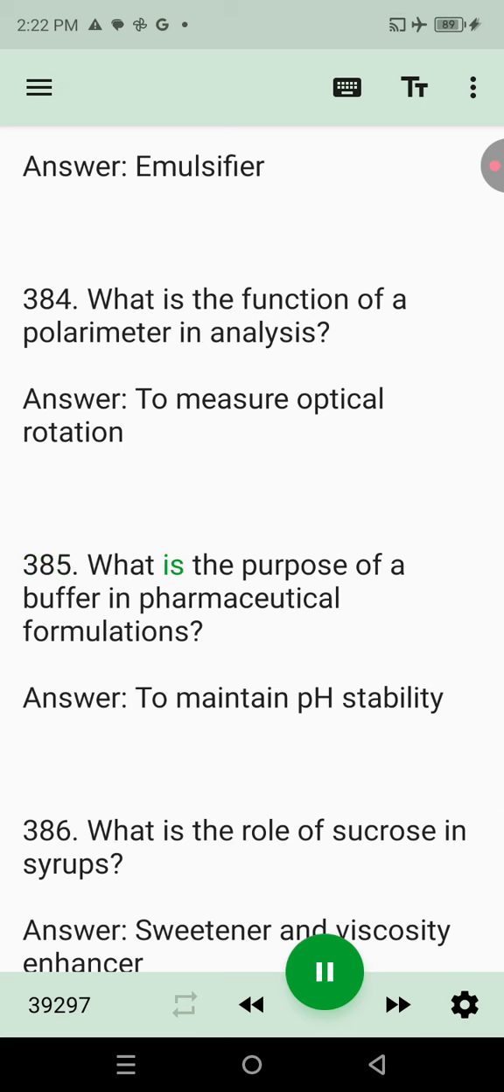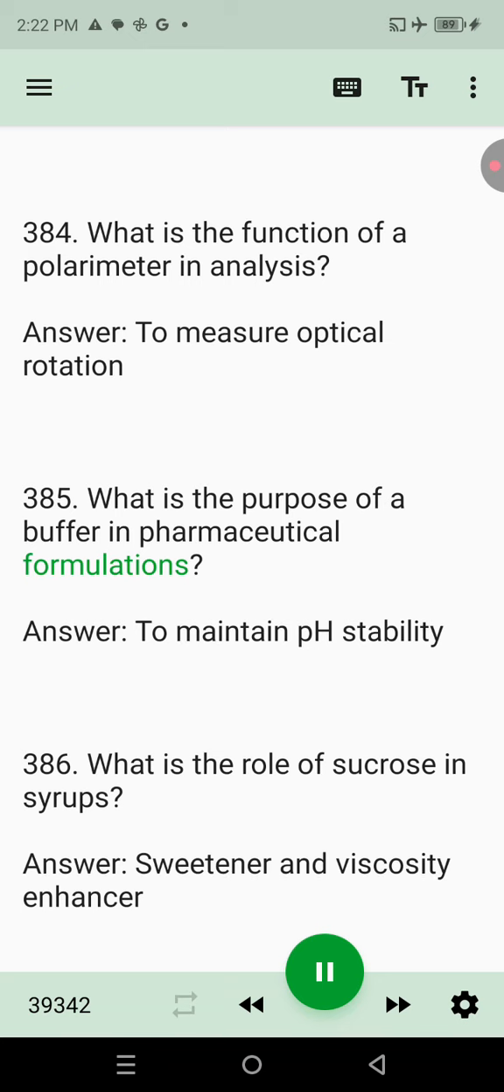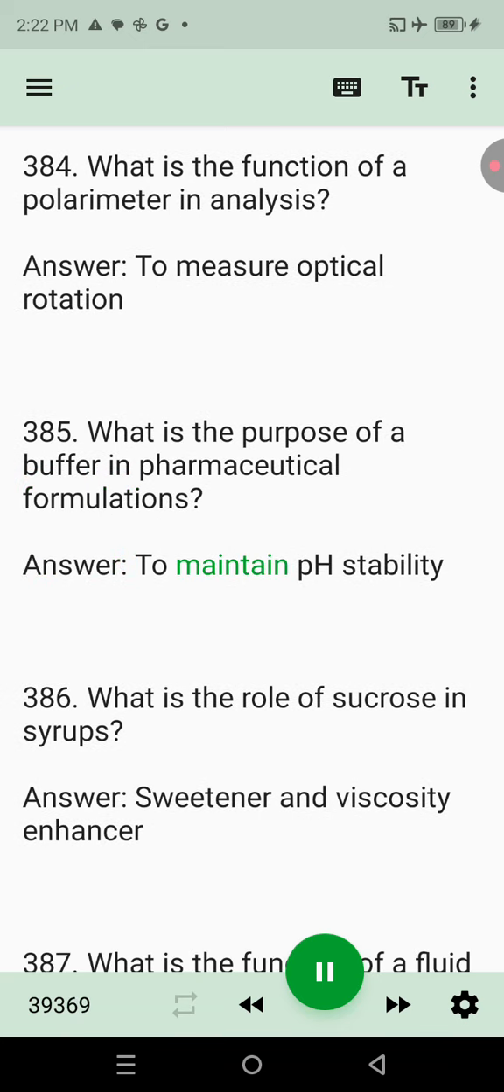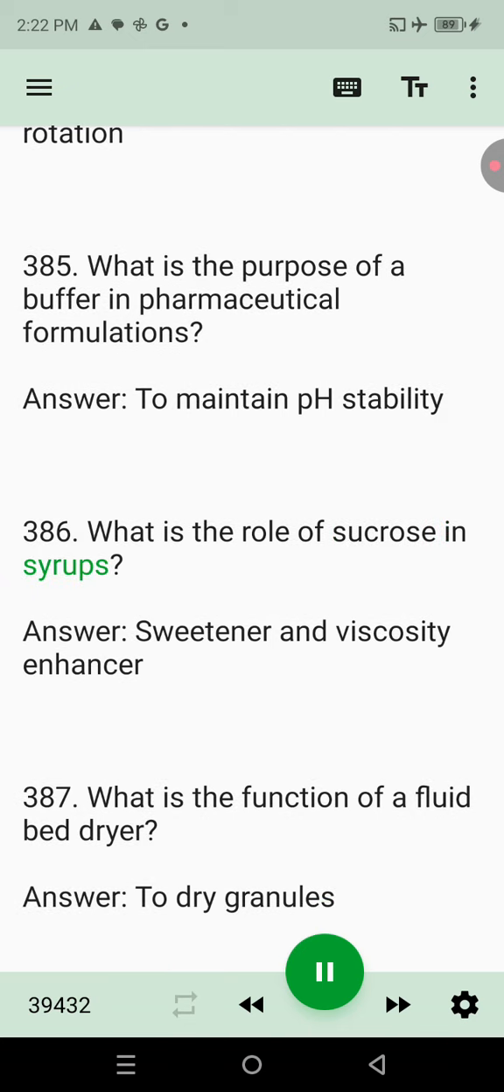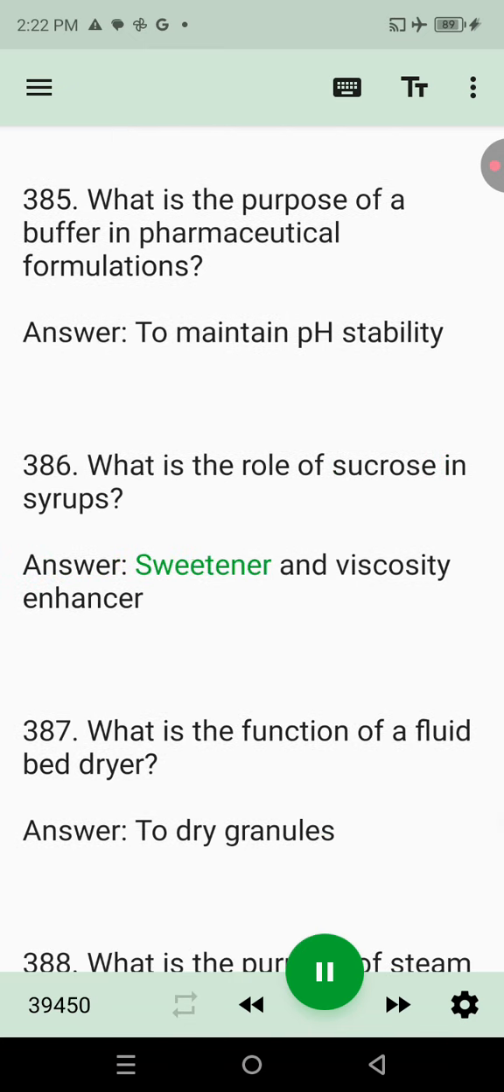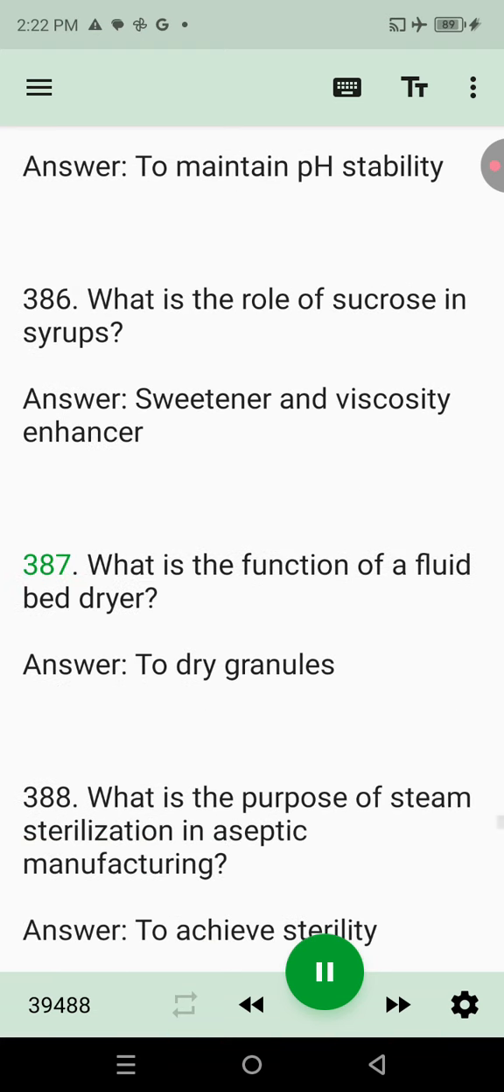385. What is the purpose of a buffer in pharmaceutical formulations? Answer: to maintain pH stability. 386. What is the role of sucrose in syrups? Answer: sweetener and viscosity enhancer.